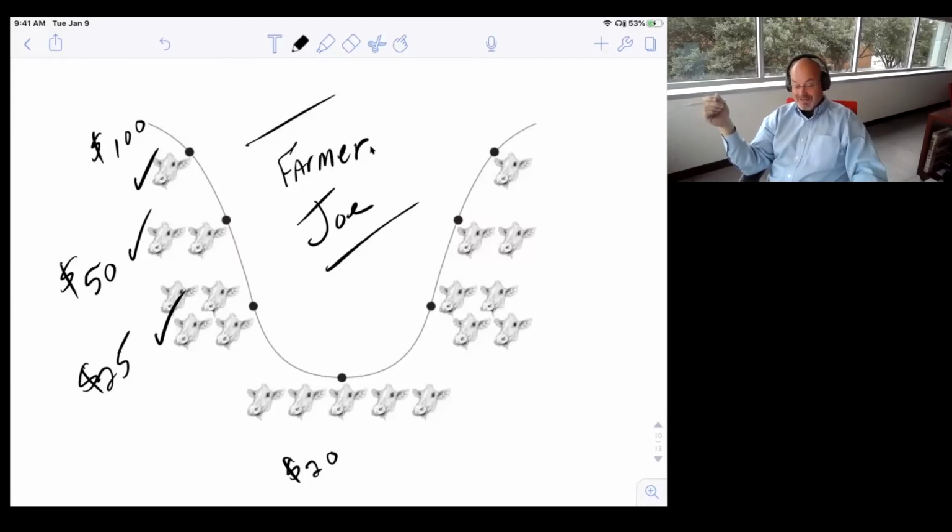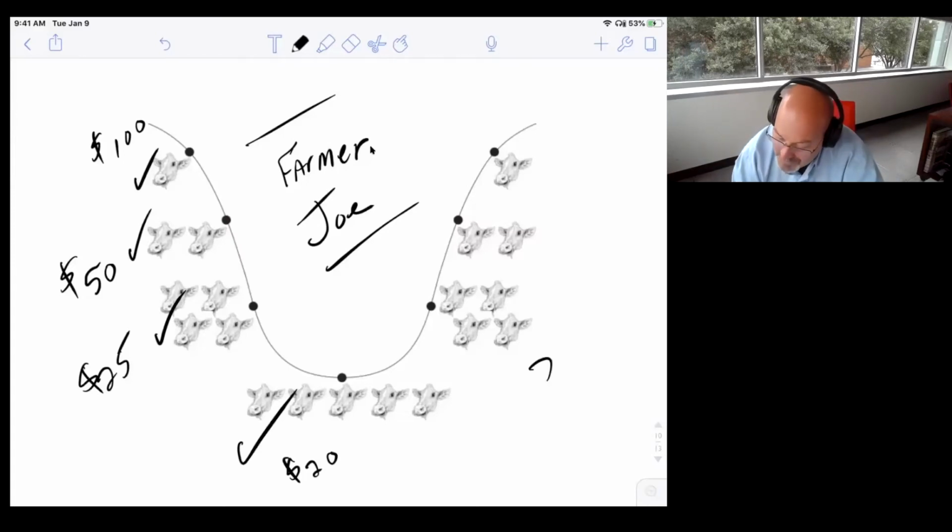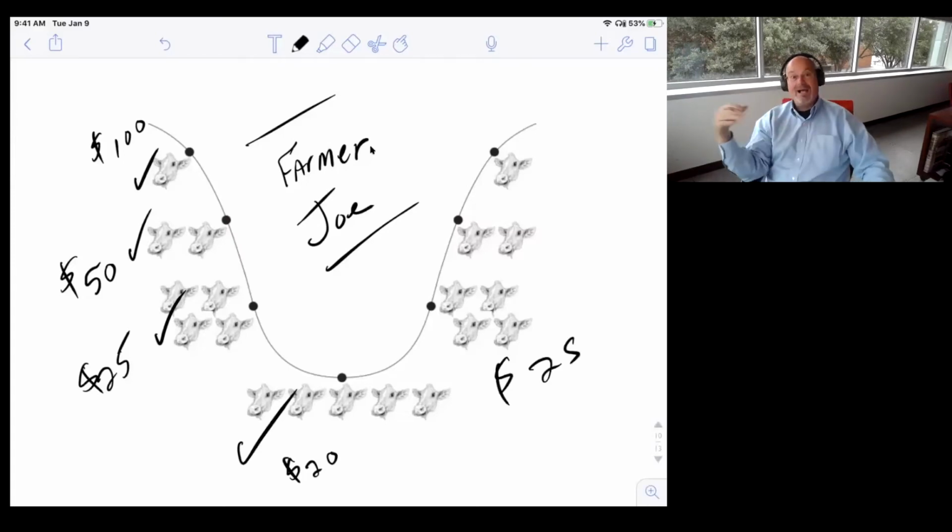So he's like, okay, I'll buy 5 cows this month, but I sure don't feel good about it. I'm like, you'll feel better soon. Next month, cows go back up to 25 bucks a head. How many cows does Joe buy?